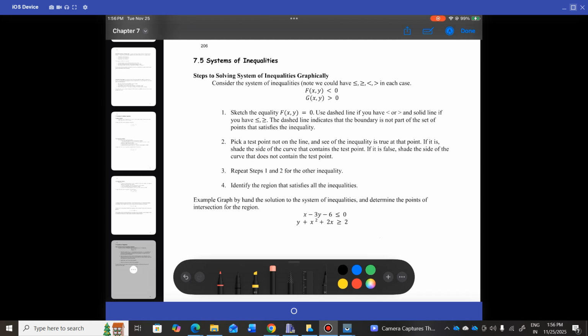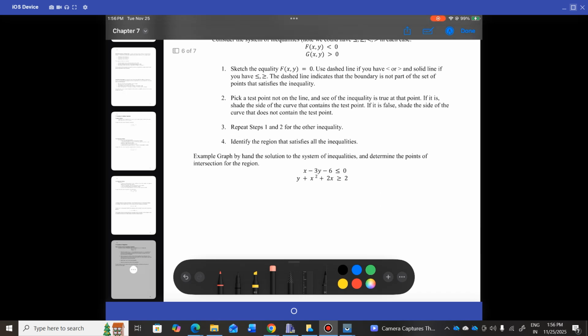And so first, for the first one, x minus 3y minus 6 less than or equal to 0, and y plus x squared plus 2x greater than or equal to 2. I'm going to adjust the second one. So it's y plus x squared plus 2x minus 2 is greater than or equal to 0. It's a little bit easier to tell when you have it say equal to 0.